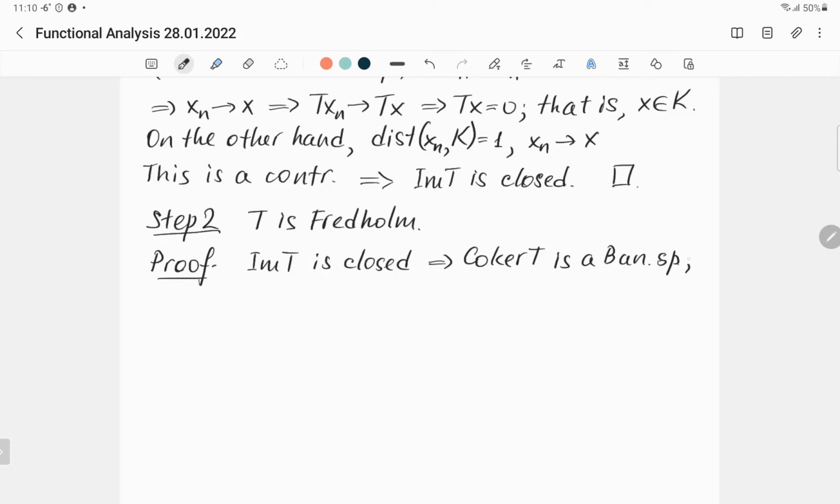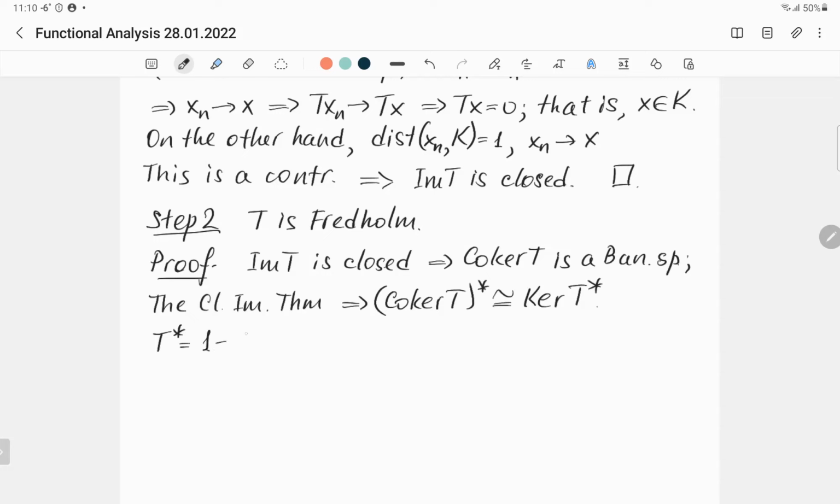But the closed image theorem, applied to T, implies that the dual of the co-kernel is isomorphic to the kernel of T star. And what can you say about T star? Where T star is 1 minus S star.